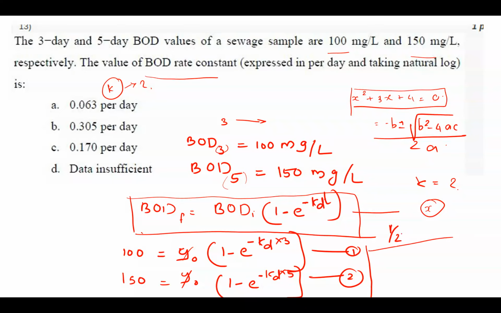First, if it's 1 by 2 means 100 by 150. We'll do 2 by 1, because then 150 by 100 will come, right? So what is the answer? Here it is 1.5, right? 1.5 equal to 1 minus e raised to minus kd 5 divided by 1 minus e raised to minus kd into 3, right?